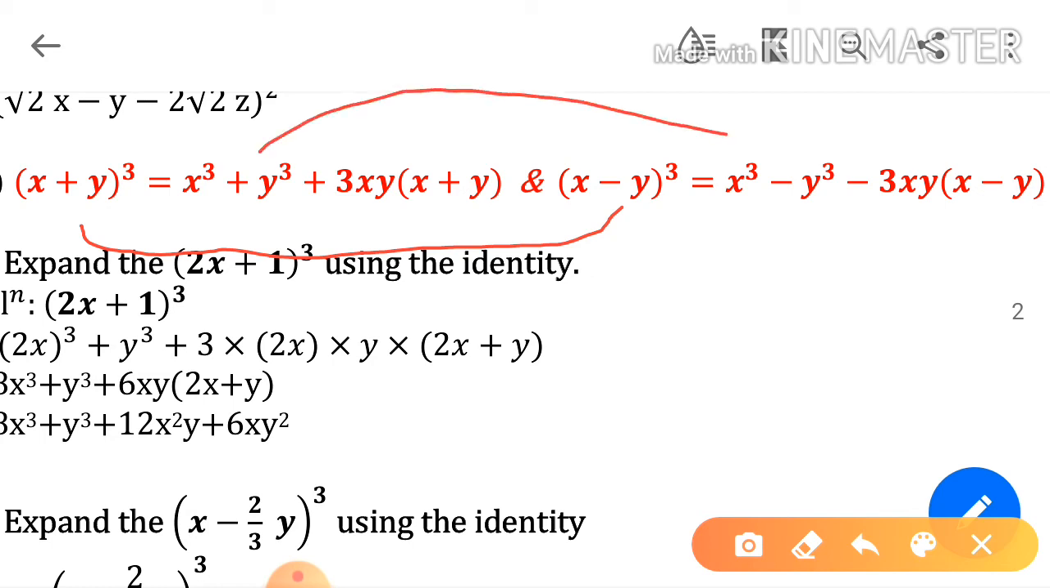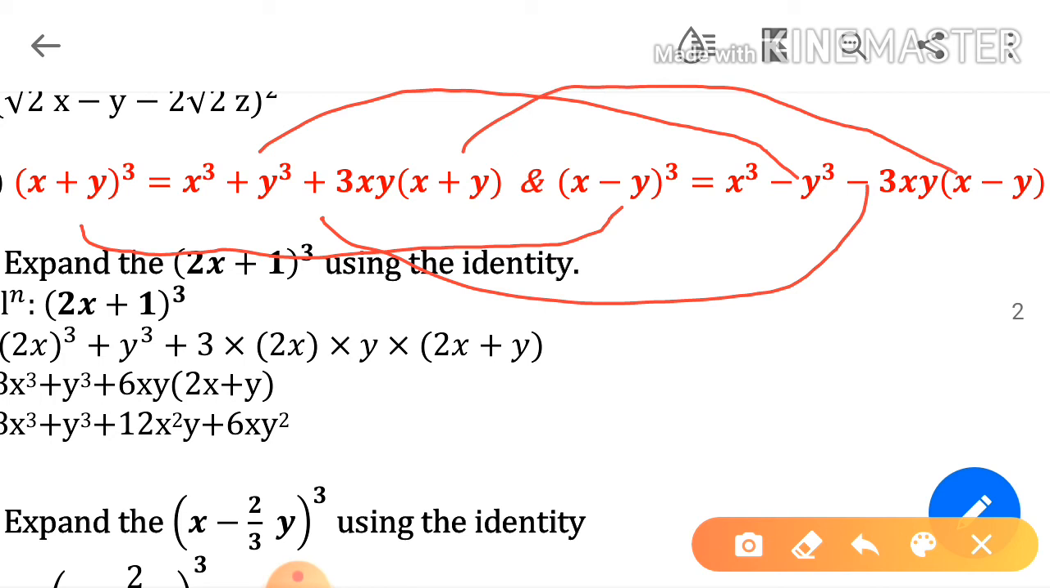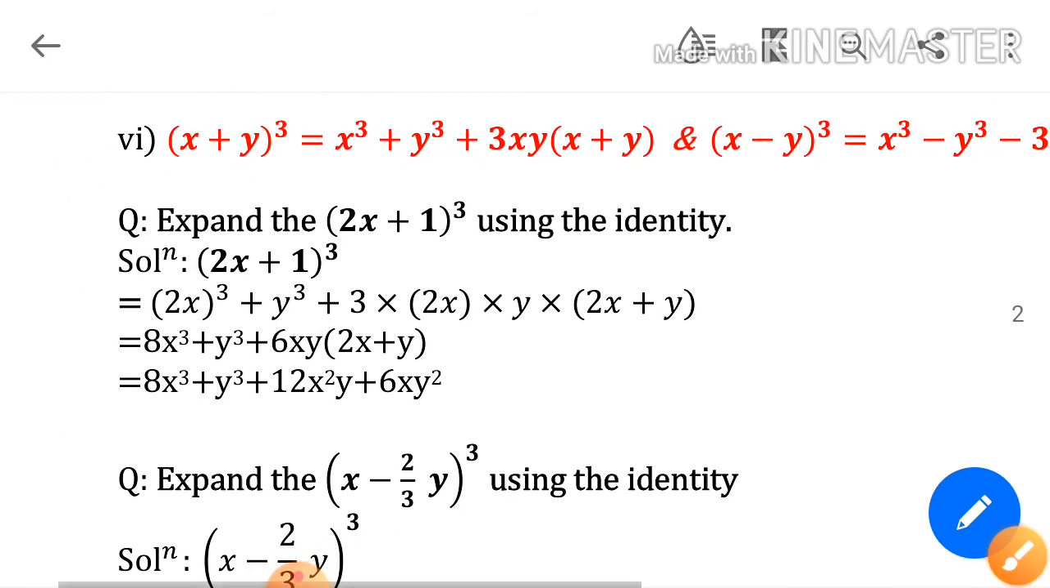Here x and y, plus and minus, interchanged. Here also plus and minus interchanged. Here also plus and minus interchanged. Here also plus and minus interchanged. In this way, if we can remember one formula, then we can remember the other formula with ease.